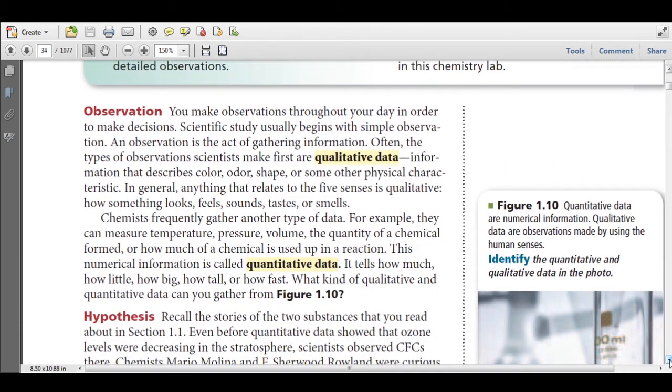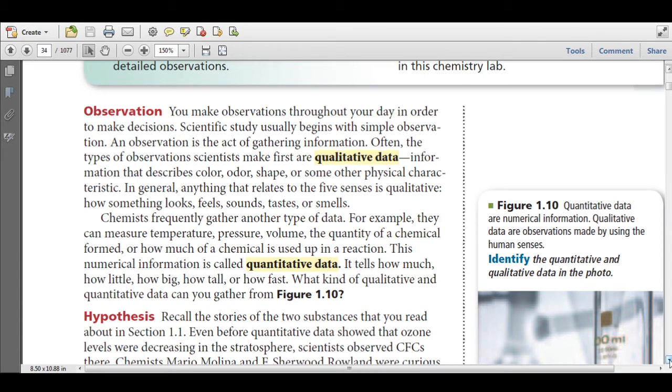To talk about observations, you make observations throughout your day in order to make decisions. Scientific study usually begins with a simple observation, just simply gathering information. Often the types of observations scientists make are going to be qualitative data, information that describes color, odor, shape, or some sort of physical characteristic that we can observe. Anything that relates to the five senses usually gets clumped into qualitative data.